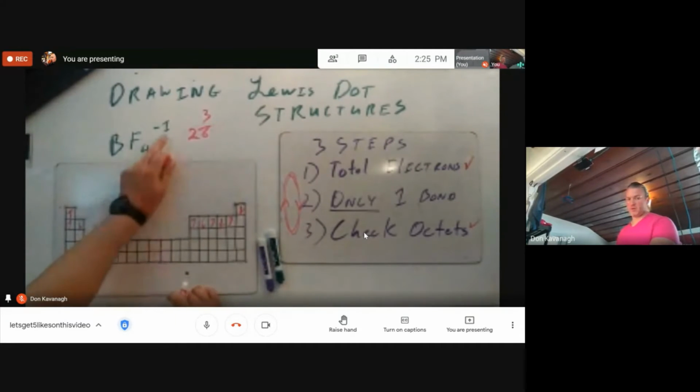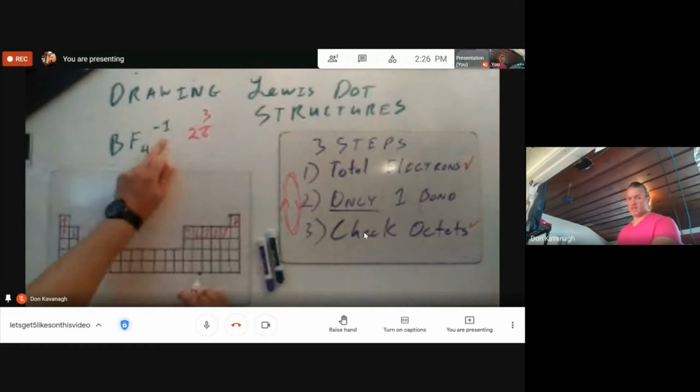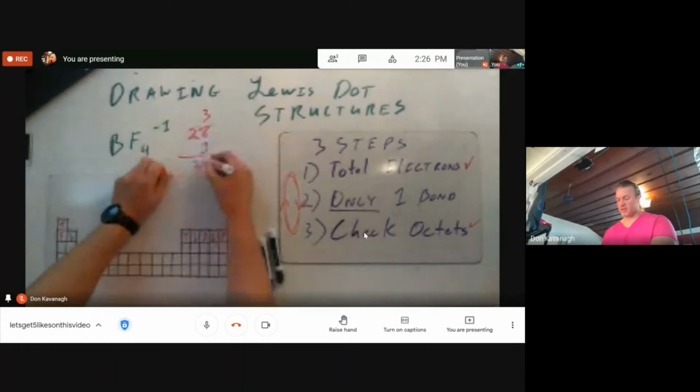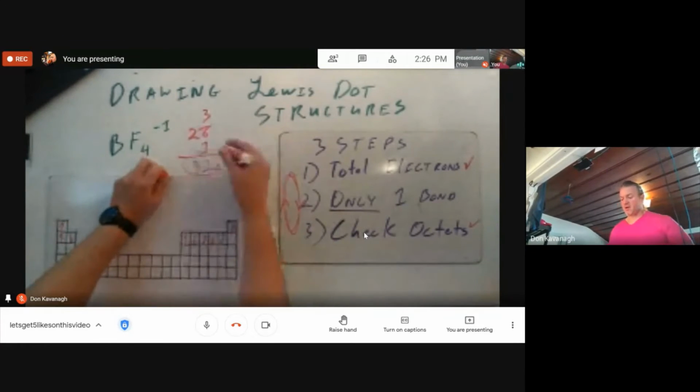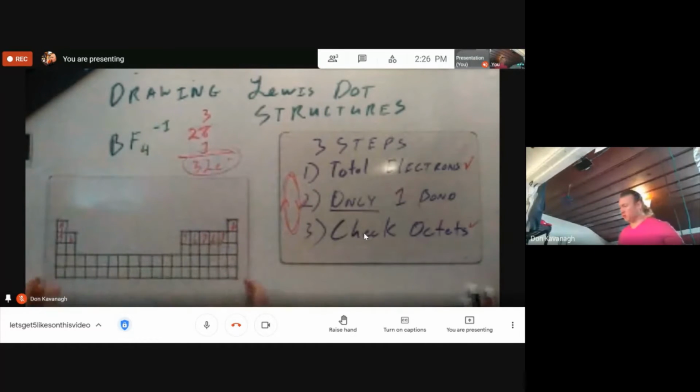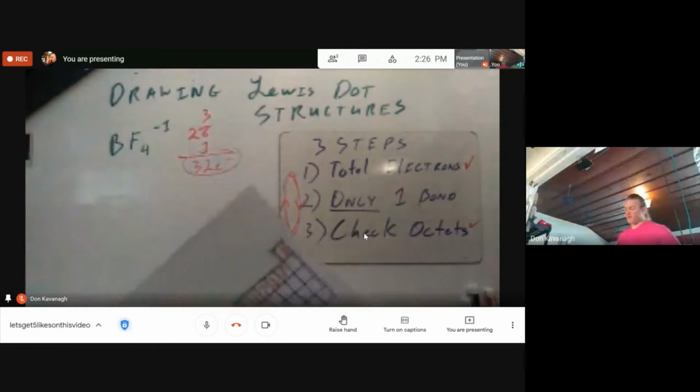Now I have a -1 charge in here. That means that it must have acquired 1 electron. That is how things acquire a negative charge in the universe. They gain or steal 1 electron. So put a 1 in there. Now if I add this together, I get 32 electrons. That number is important when I draw my Lewis dot structure. You can't have any more or any less than 32 electrons.